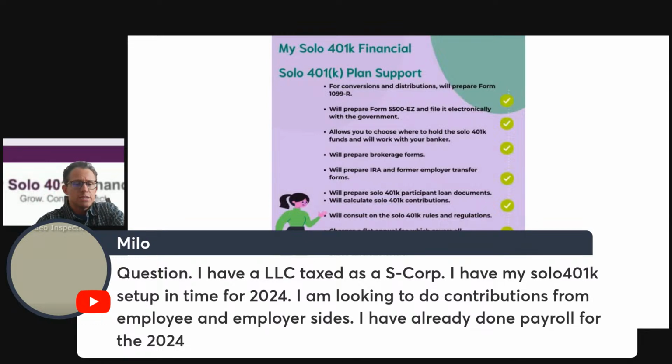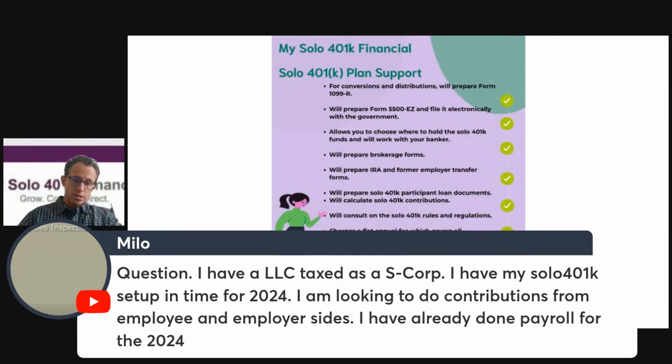I have an LLC taxed as an S Corp. I have my solo 401k set up in time for 2024. I'm looking to do contributions from employee and employer sides. I have already done payroll for 2024.